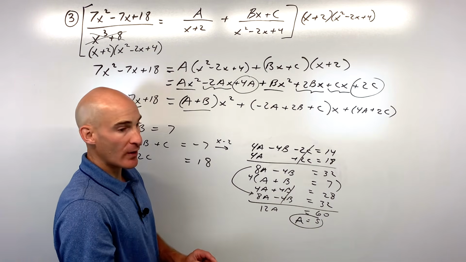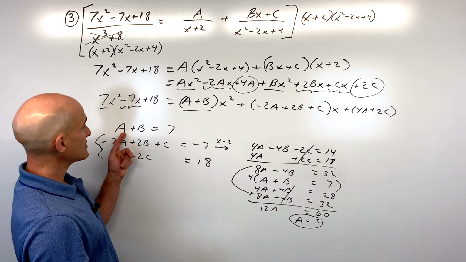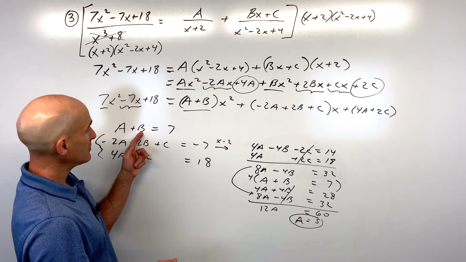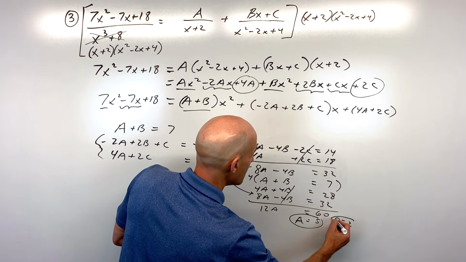Okay, so now we just have to put the 5 back in. Let's say we put it in here. So that means that b is equal to 2. Okay, so we know b is equal to 2. And now we know a and b.